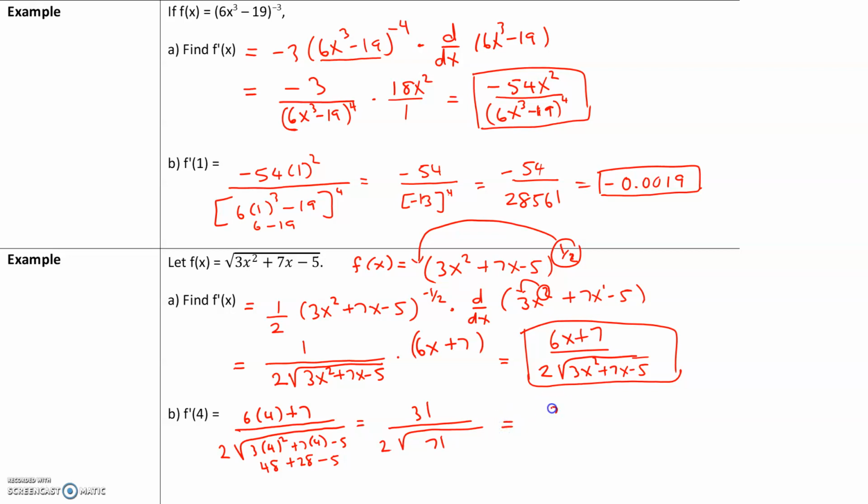We can convert this into a decimal. So if we take 2 and we multiply that by the square root of 71, this will give us 16.8523. And if we take 31 divided by 16.8523, we will get 1.8395 as the answer.